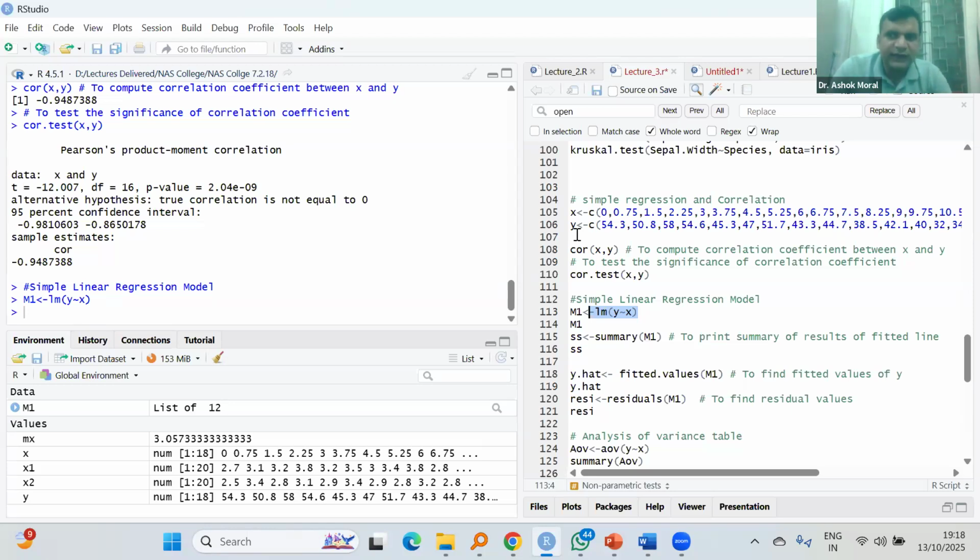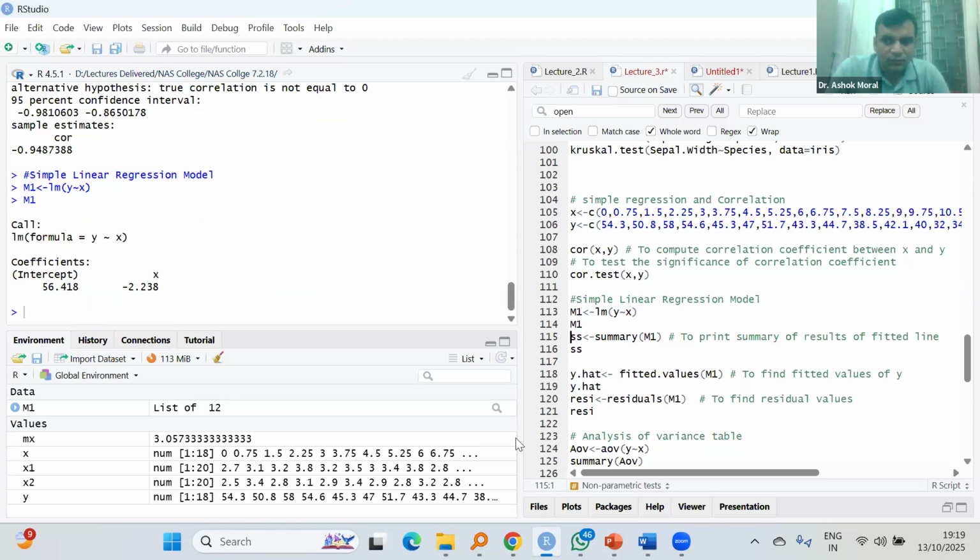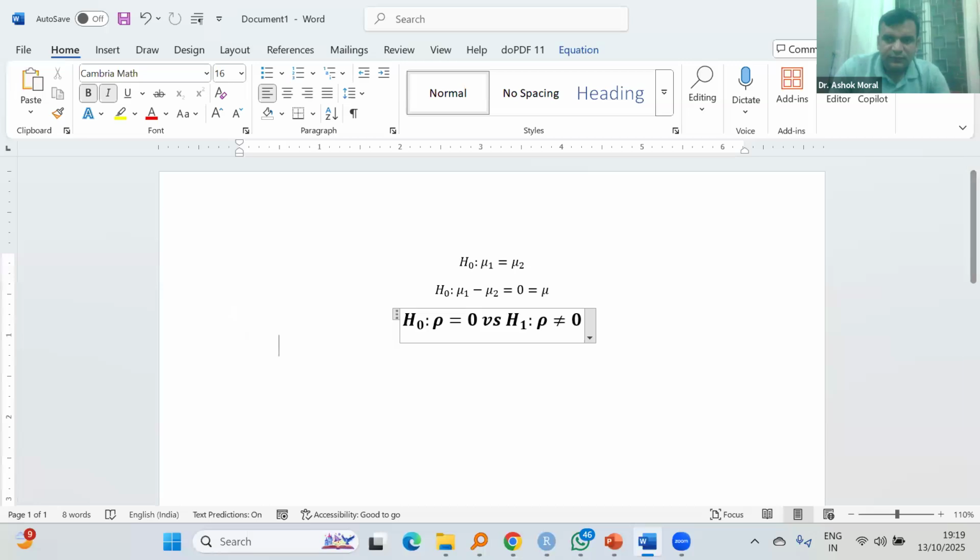Otherwise, you can directly enter the data X or Y, and easily perform the linear regression model with the help of lm, linear model. Just print the M. So in this case, the model is Y is equal to beta naught plus beta 1 x.